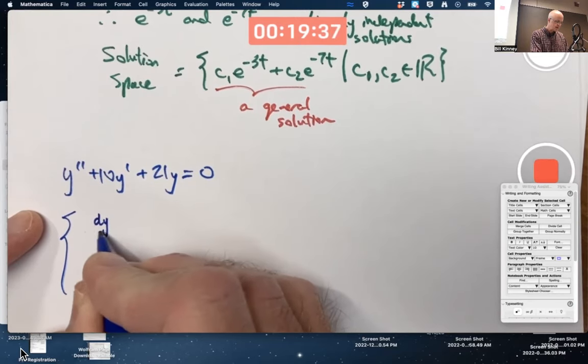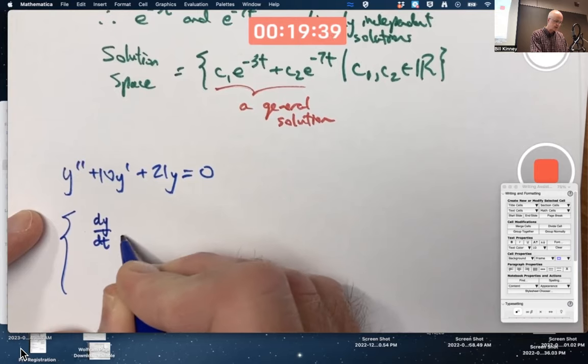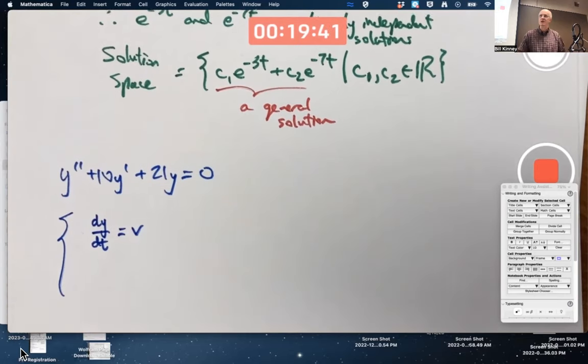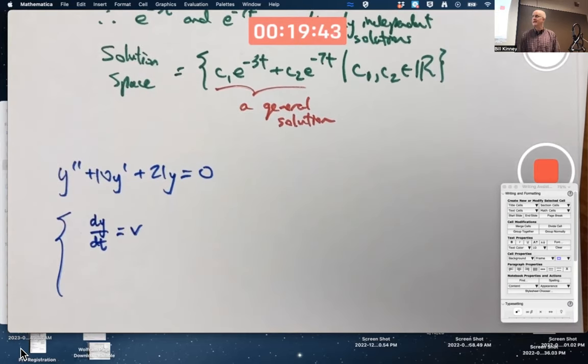And the first equation in the first-order system is essentially a definition. v is defined to be dy/dt. That's just a definition, nothing fancier than that. I'm defining the velocity to be the rate of change of the position.